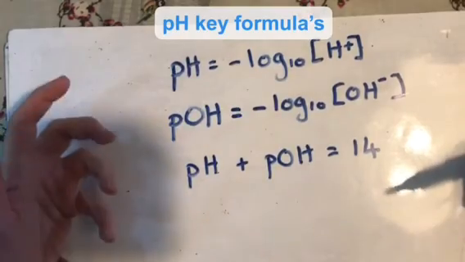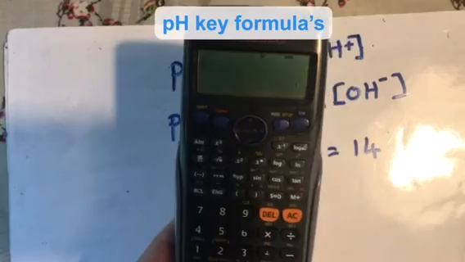So these are just worth maybe writing down at the edge of your copy, also making sure that you can find your log and your anti-log in your calculator.